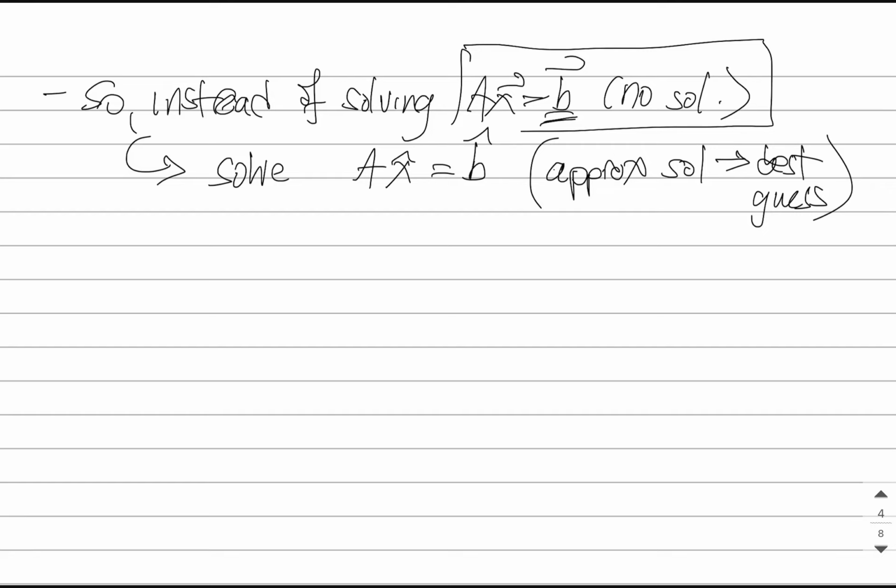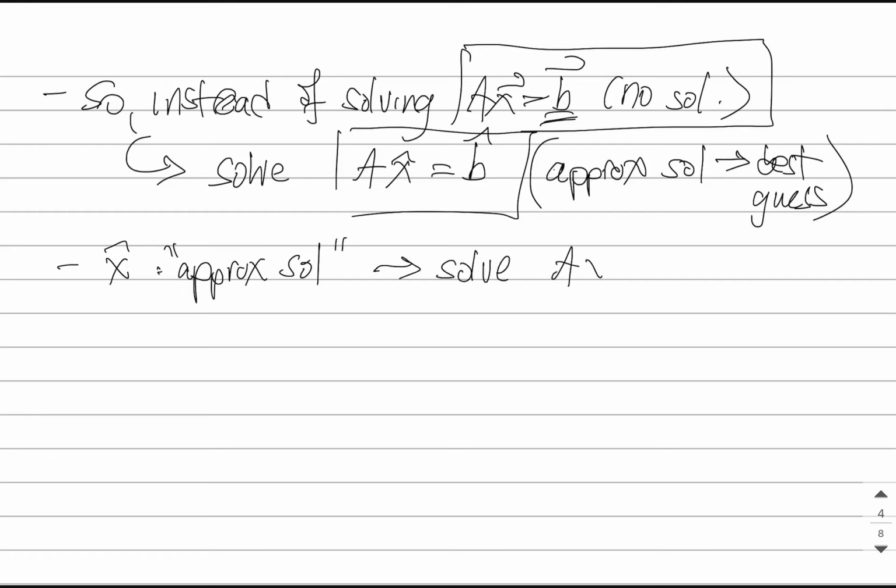We try to solve the closest problem to our original one. And the closest problem to our original one is this one, where we solve Ax equals b hat, and b hat is the orthogonal projection. So this x hat is our approximate solution, and that's the thing that we are looking for. We want to get this x hat, and to do that we would solve A x hat equals b hat. But that's going to require us to find this b hat.